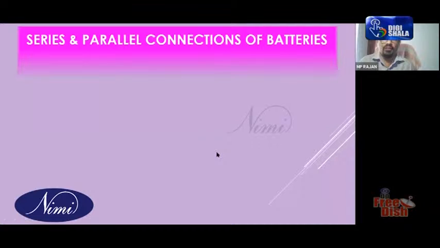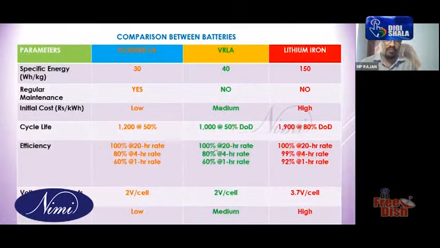Okay, voltage: you can see 2 volt per cell. This is also 2 volt per cell, whereas lithium ion is 3.7 volt per cell. Cost I already told. Maintenance, there's no maintenance. Cost I already explained.